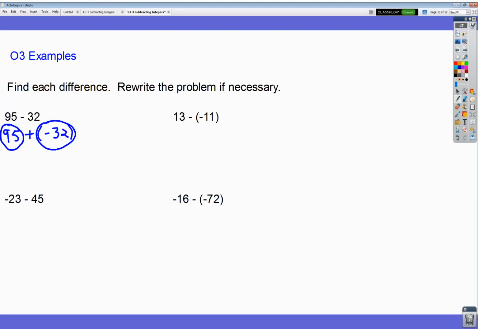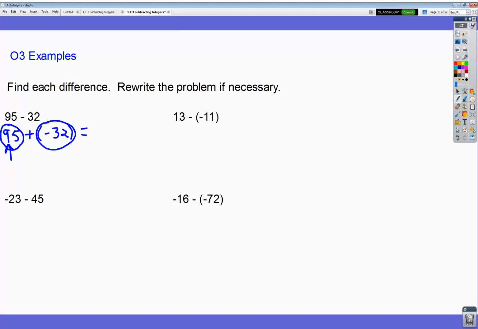This has a negative in front of it, it's negative. One number is positive, one number is negative. The signs are different. When the signs are different, we subtract and keep the sign of the larger number or the number with the larger absolute value. Remember, absolute value means the distance from 0 on the number line. So in this case, 95 has the greatest absolute value, so our answer is going to be positive.